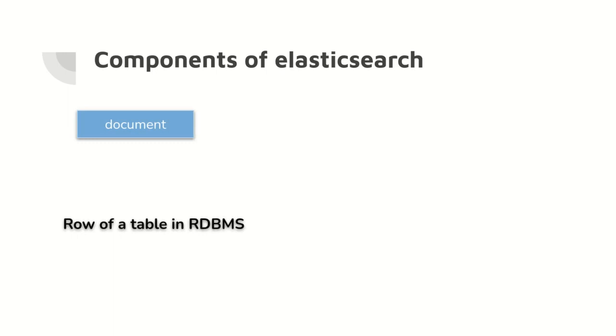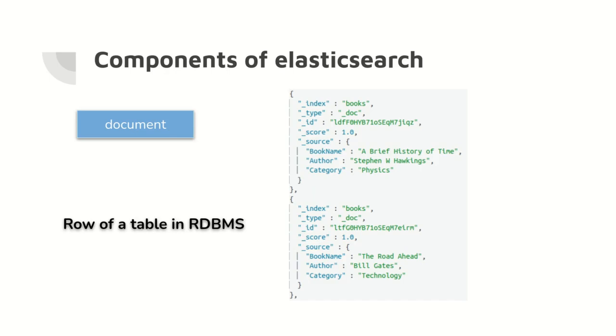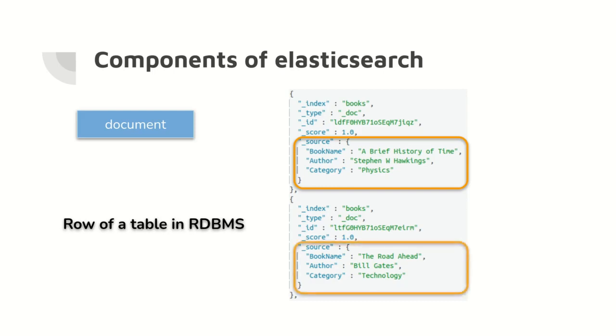A document is similar to a row in a table in RDBMS. In an RDBMS table, the data is stored in a columnar fashion, that is, one new row is inserted for every new entry. But in Elasticsearch, data is stored as a JSON object instead of in a row-column fashion. That is, data is stored as JavaScript Object Notation. Here we have one document, and here is another document, and each document has field names like book name, author, category, etc. Okay, this is just simple. A document is similar to the row of a table in RDBMS.